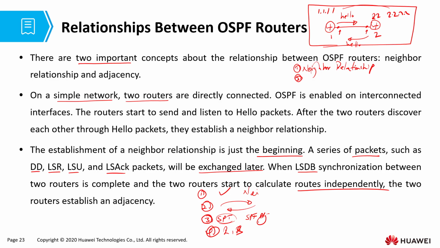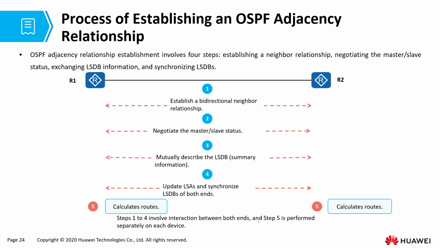So let's go through these processes one by one and see what exactly takes place. It's the process of establishing an adjacency. We've just mentioned that establishing a neighbor relationship is just part of the process of establishing an adjacency. The adjacency establishment involves 4 steps. First, we establish a neighbor relationship. Second, we negotiate the master-slave status. Third, we exchange the link state information. And fourth, we synchronize link state databases. Once the link state databases are synchronized, our adjacency relationship has been established. So in the first stage, we are going to use hello packets.